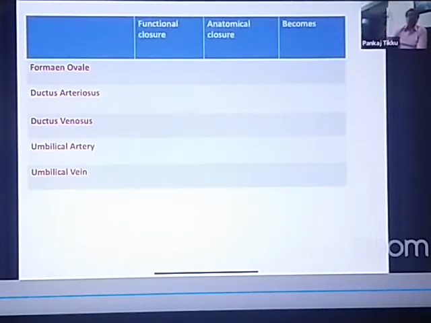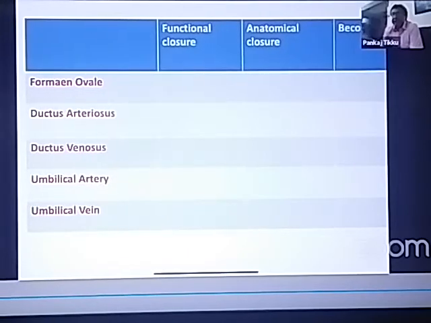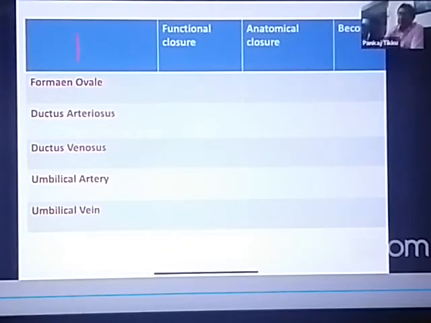Now, these are a few structures that you should know: when they actually close, and what they go on to become. The foramen ovale is basically a structure that I told you is the structure between the right atria and the left atria. So it is a structure which allows the blood to move from the right atria to the left atria. Suppose this is the right atria and this is the left atria.